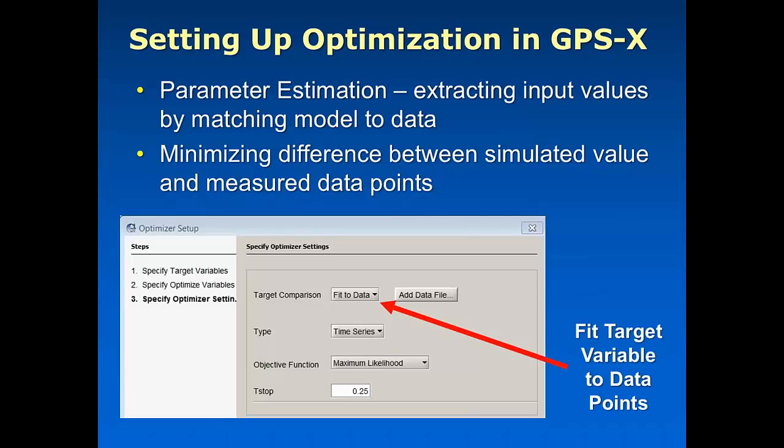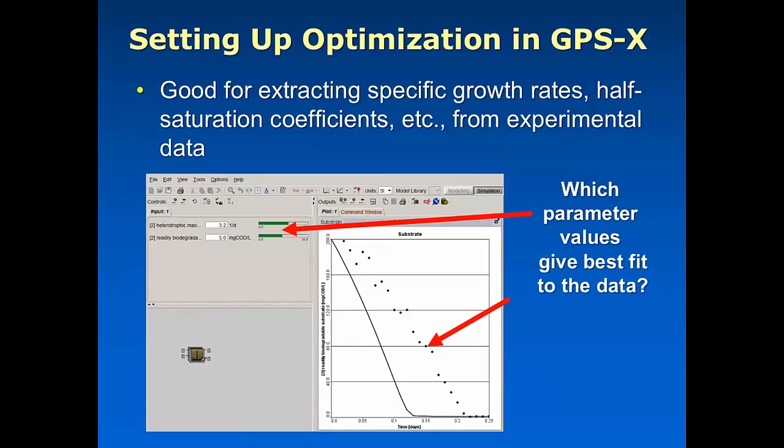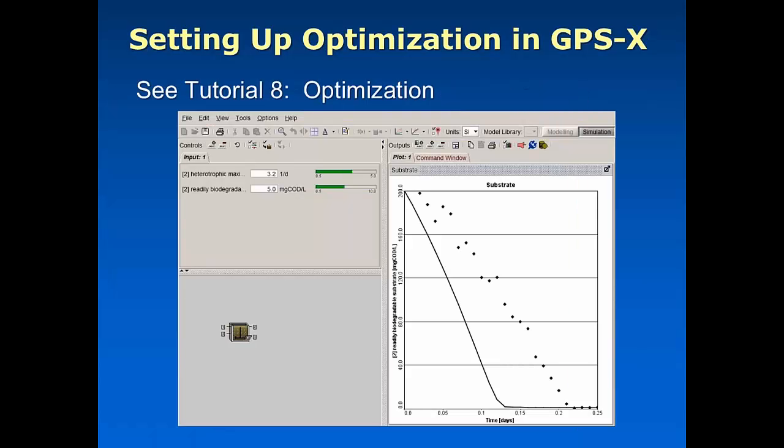And you do that by selecting that from this target comparison menu here, and you can even use that button to add your data file right now. So it looks like this. Basically, we'll set it up, and we want to know which parameter values will cause the model to give the best fit to this particular data. I will mention, by the way, that we do also have a statistical evaluation that gets spit out at the end, if you like it, that talks about the statistical goodness of fit measurements too.